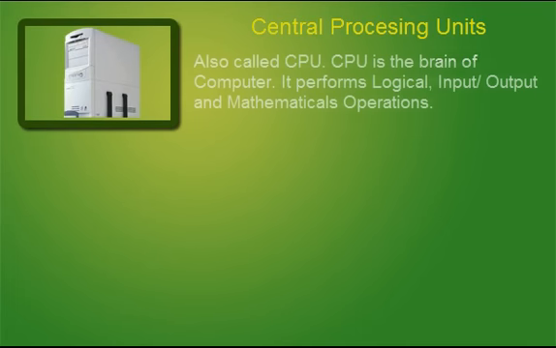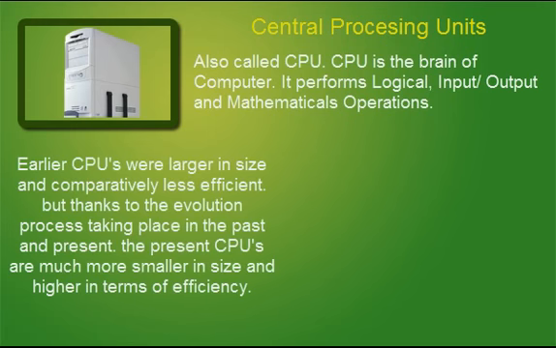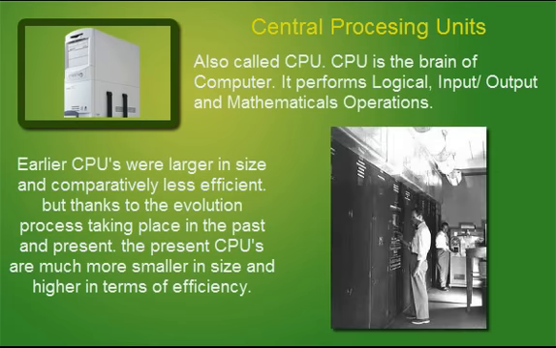A central processing unit, also called CPU, is the brain of the computer. It performs logical input-output and mathematical operations. Earlier CPUs were larger in size and comparatively less efficient, but thanks to the evolution taking place in the past and present, the present CPUs are much smaller in size and higher in terms of efficiency.